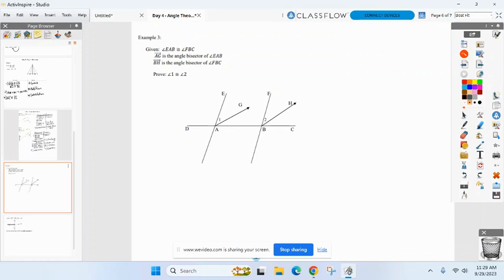Everyone saw bisector, I hope, right? So you know how this would have ended. I don't know how many steps it's going to be, but at least I know the last reason is going to be halves of equal quantities are equal.